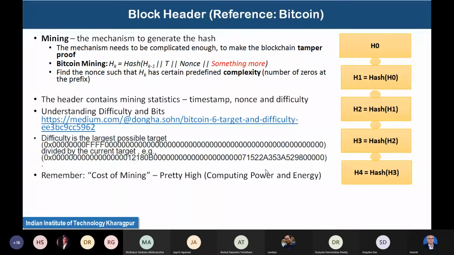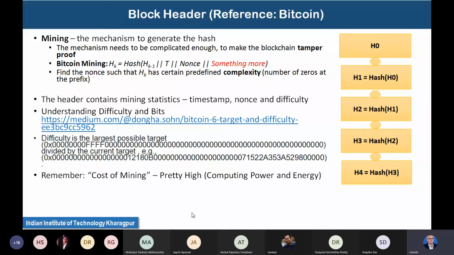This difficulty is auto-adjusted, meaning that we would like the average block mining time to be 10 minutes, and there is variation in hardware and capability, and the difficulty levels. So the new difficulty level is determined over some time, about 2 weeks or so, by taking the average block mining time and determining the difficulty. Now, what is this difficulty all about?